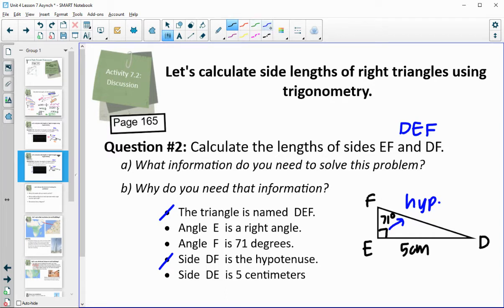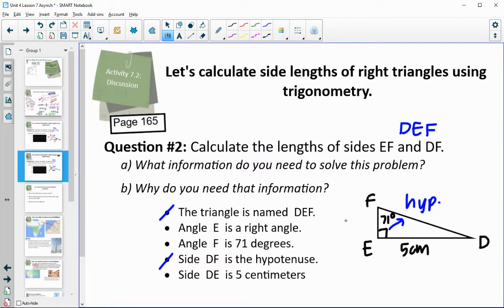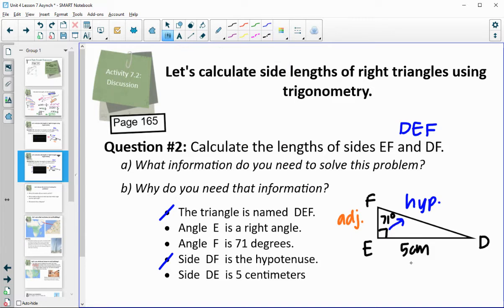In this case, we've got that 71-degree angle. Next to the 71-degree angle is the adjacent side, so FE is the adjacent side in this case. Across from the 71-degree angle is the opposite. This would help us set up a couple of functions to solve. So definitely need to know that it's a right triangle with one angle. You need to know one of the angles and one of the sides in the right triangle. Once you know that, you should have enough to solve.